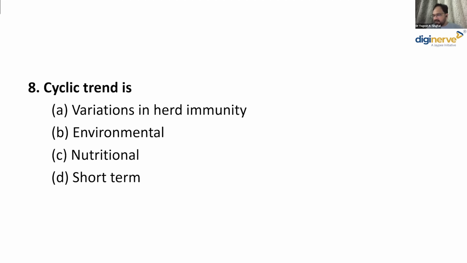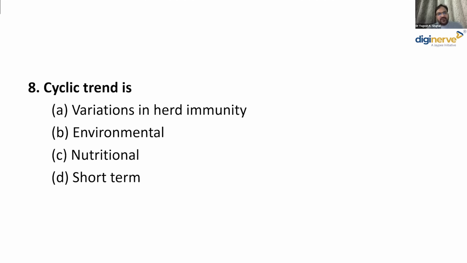I think this is the cyclic trend, variation in why cyclic trend. Cyclic trend means the cases come every 2 years, 3 years, 5 years, 6 years. This is called cyclic trend. So in cyclic trend, it is variation in the herd immunity or changes in the environment, nutrition, or short-term change. So we have discussed that this is cyclic trend.